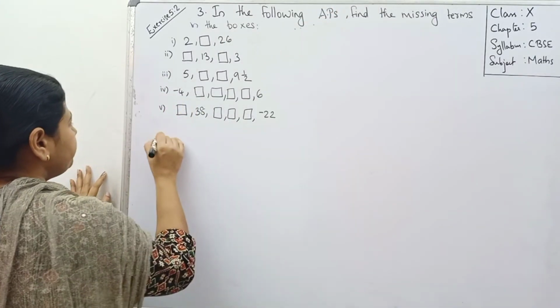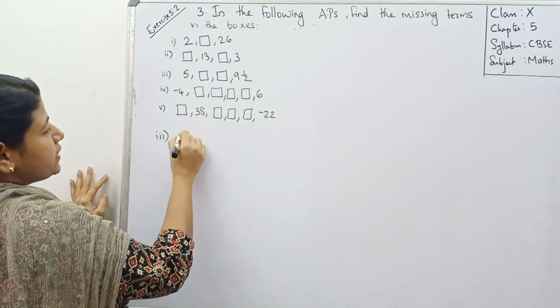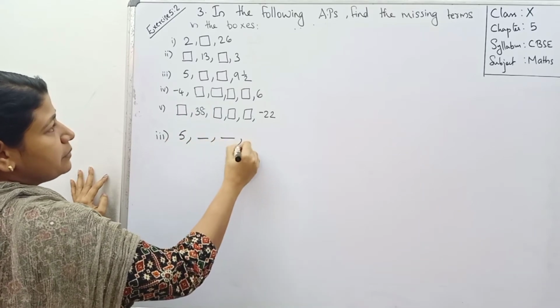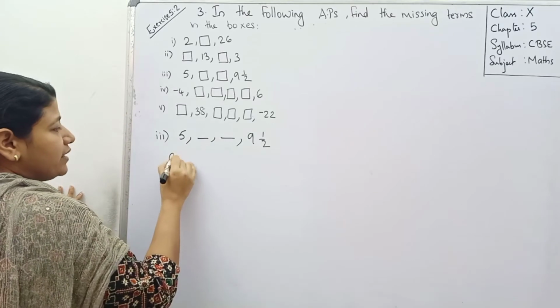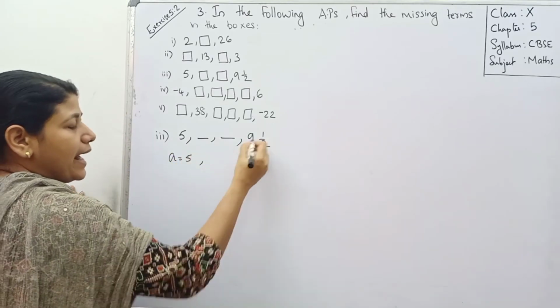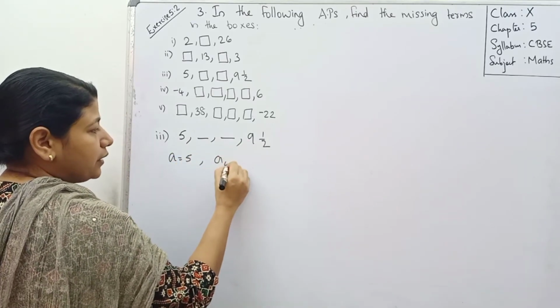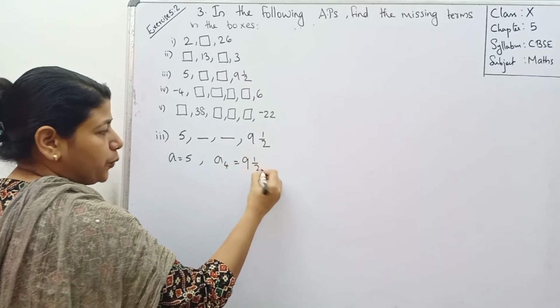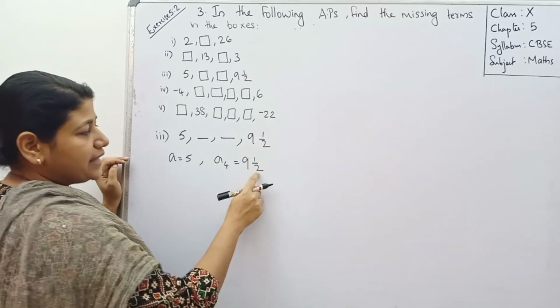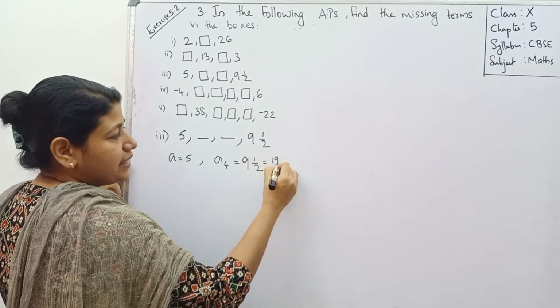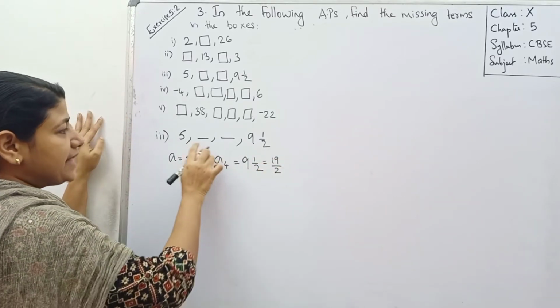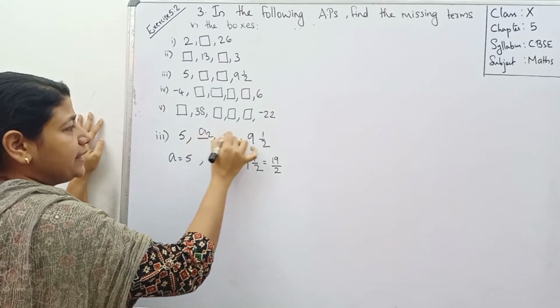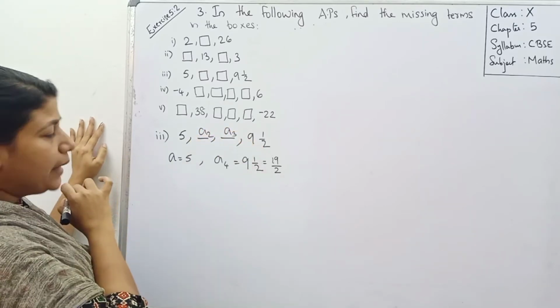Third question. The first term is 5, the second and third terms are missing, and the fourth term is 9 and 1 by 2. So we can write a equal to 5, and this is the fourth term. Fourth term is 9 and 1 by 2, which can be taken as 9 times 2, 18, plus 1, 19 by 2. Now we have to find the second and third terms. This is the second term, this is the third term.